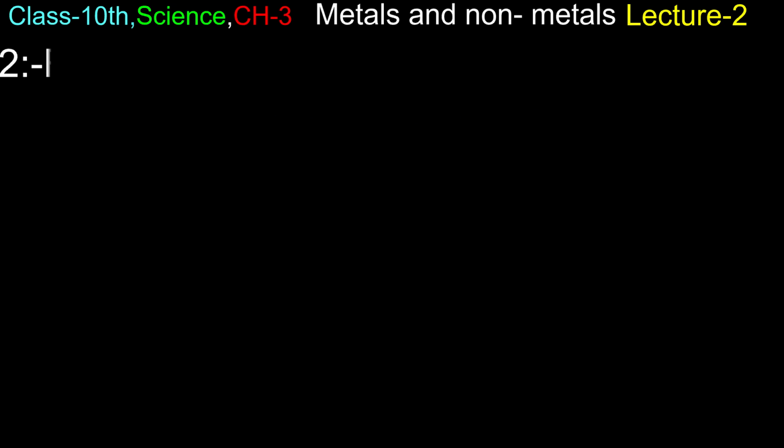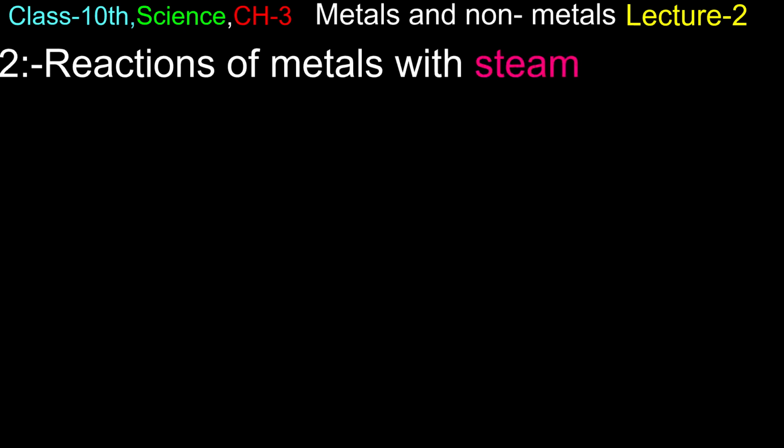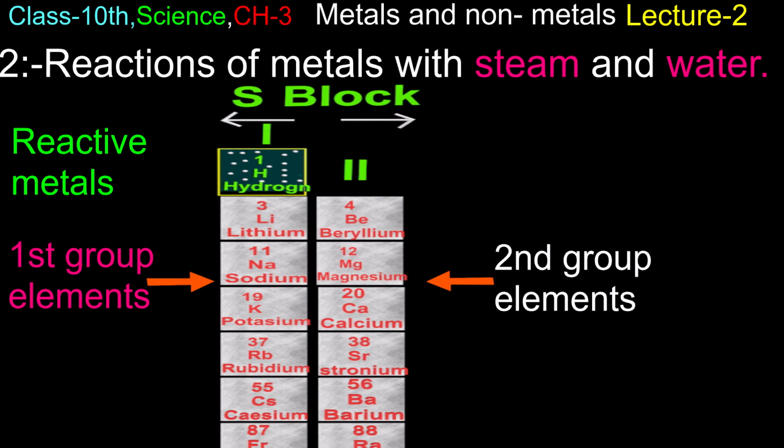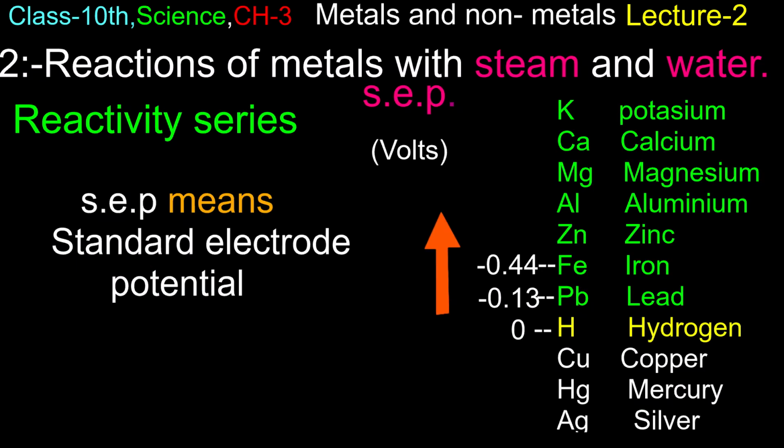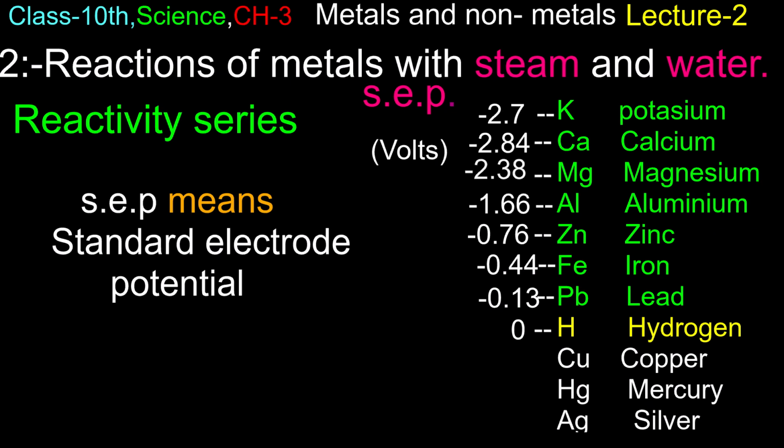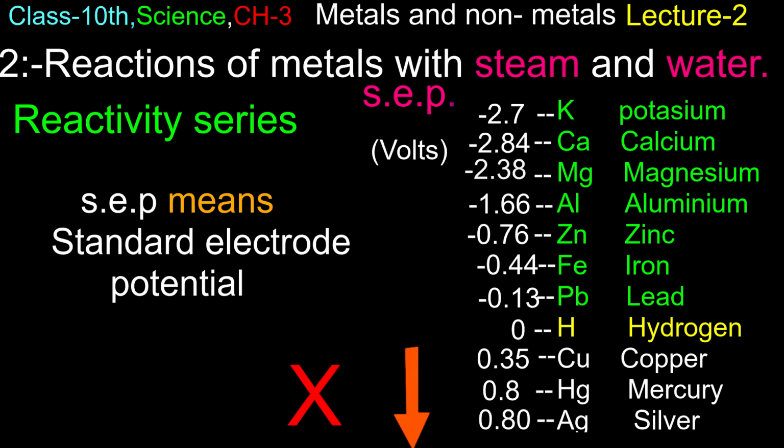Next, at point number 2, we study the reaction of metals with steam and water. Some metals, the reactive metals of first group and second group, react with cold water. All the metals that are above hydrogen in the reactivity series can displace hydrogen from water or acids. And no metal which lies below hydrogen in the reactivity series can displace hydrogen from water or acids.